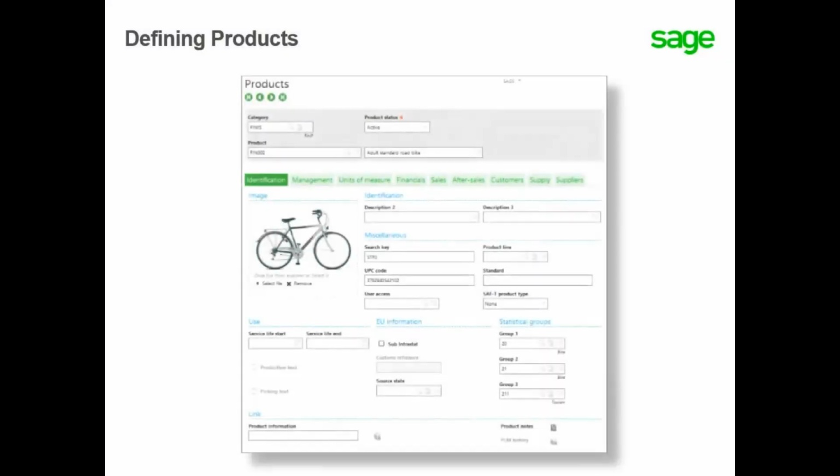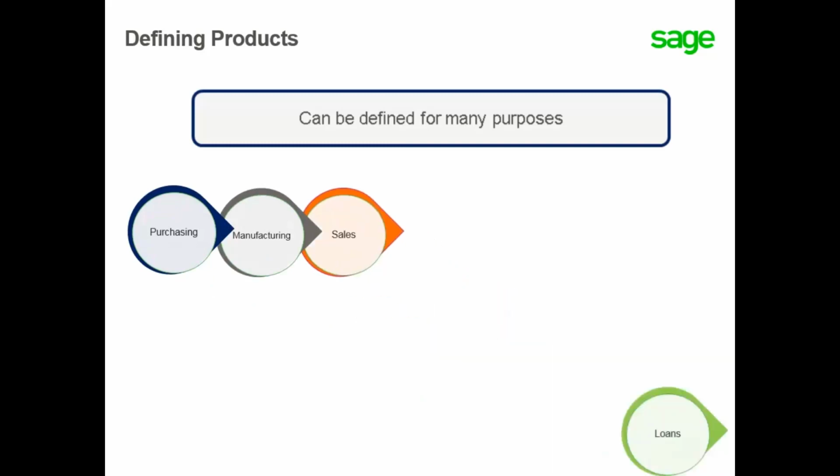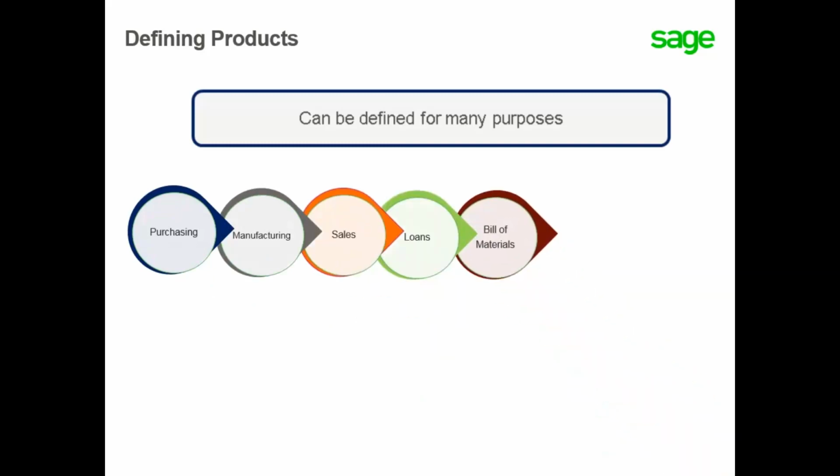In this topic, you will learn how to define products. Now, due to the flexibility of the system, products can be defined with characteristics for many purposes, including purchasing, manufacturing, sales, loans, bill of materials for production or sales kits that may be fixed or flexed. Also non-managed for services, labor, and expenses, as well as fixed assets.